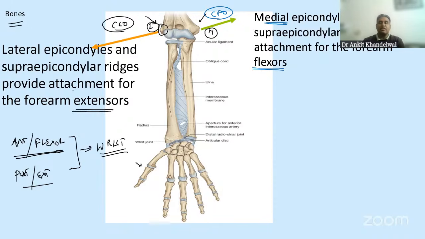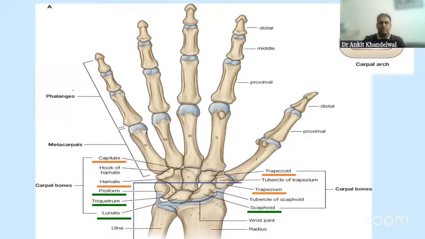Just flex and extend the wrist and feel the tightness, or feel the movement, at which part of the lower end of the humerus. Okay, so do remember this. Now here, we have done that in detail previously also, but just again to show you these sort of diagrams.